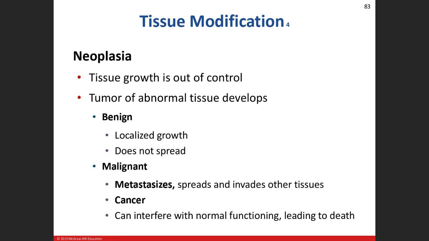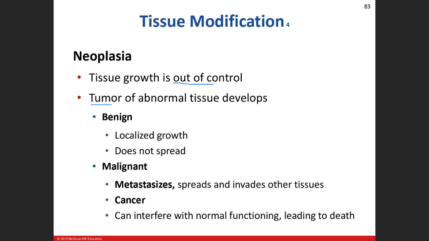And then this last type of tissue modification, when we're talking about tissue growth, is called neoplasia. Cancer. In this situation, we get out of control tissue growth. It starts to just grow out of control, and then we get a tumor, and that tumor is made up of this abnormal tissue. There are two possibilities of what that tumor can contain: benign growth or malignant growth. Benign growth is the better of the two. Obviously, it's going to be localized. It won't spread.